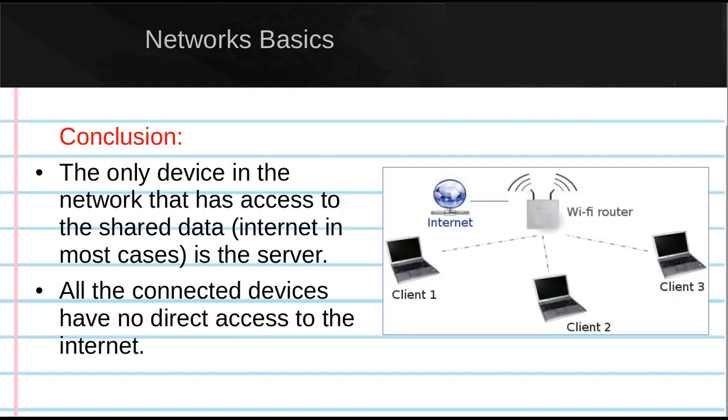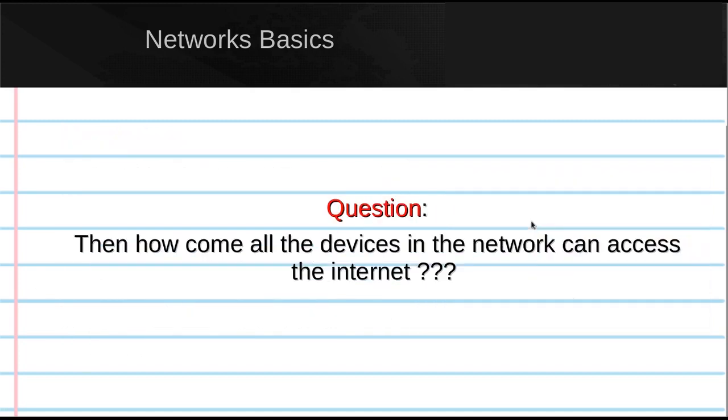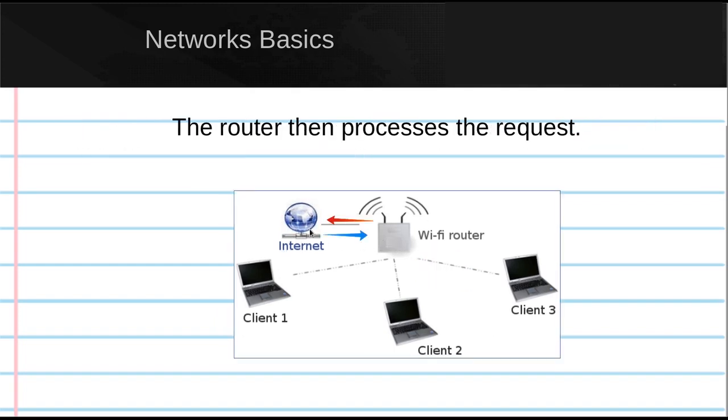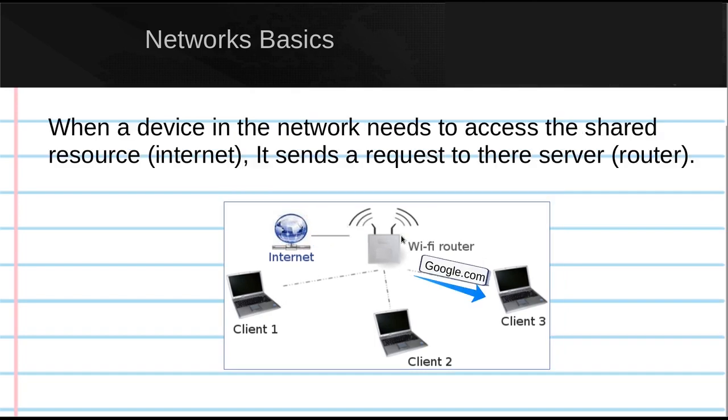So all the devices on the network have no direct access to the internet, as we can see in this diagram. The only device in the network that is connected to the internet is the Wi-Fi router. All the other devices, as we can see here, we have client 1 and 2 and 3, they have no access to the internet, but they can access it by connecting to the router. So whenever client 3, for example, wants to open google.com, it's going to send a request to the router asking it, okay, I need google.com. The router is going to go to the internet, grab google.com and then forward it back to client number 3.